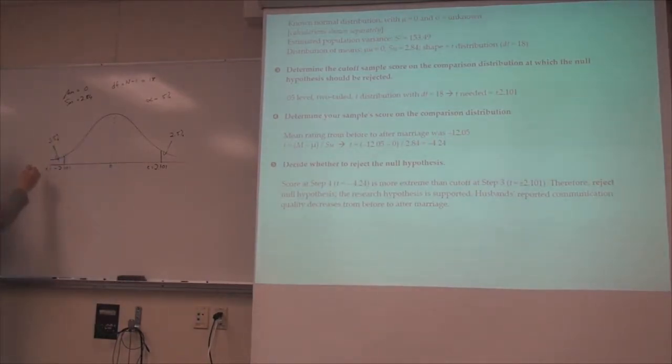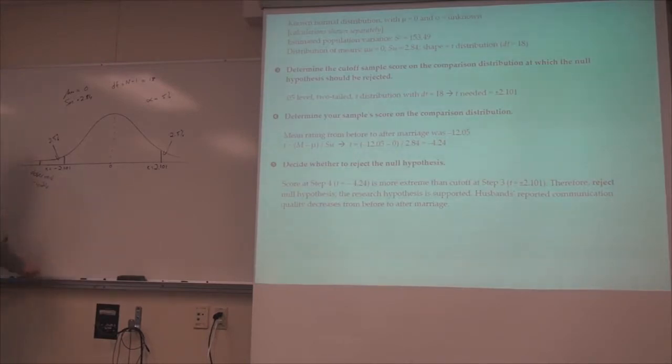I'll just extend it so I have space. Doesn't have to be to scale here or anything, as long as I have the positioning right. That puts me over here. Let's say here, observed, negative 4.24. So what do we conclude?